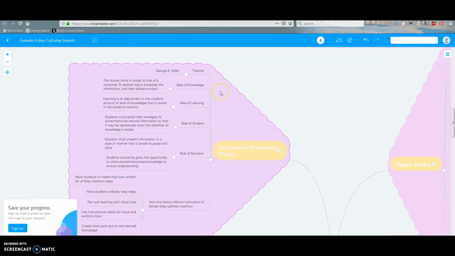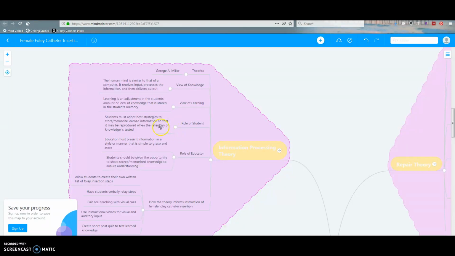Okay, so in the view of knowledge for information processing, remember information processing is one of the cognitivist theories, so it's computer-like. In my mind, that's how I define it, computer-like. But it's all based on process, right? And you've discussed process in the view of knowledge. Learning is an adjustment in their level of knowledge, but again, it's about processing and storing and how that stored memory is accessed, again, kind of like a computer.